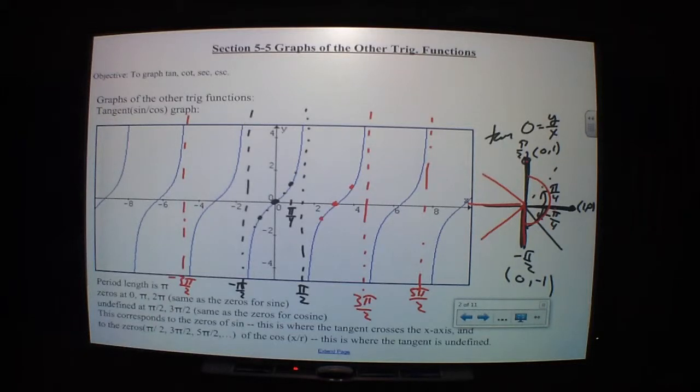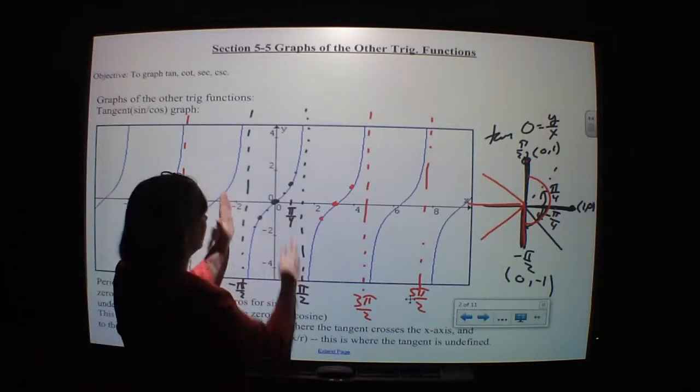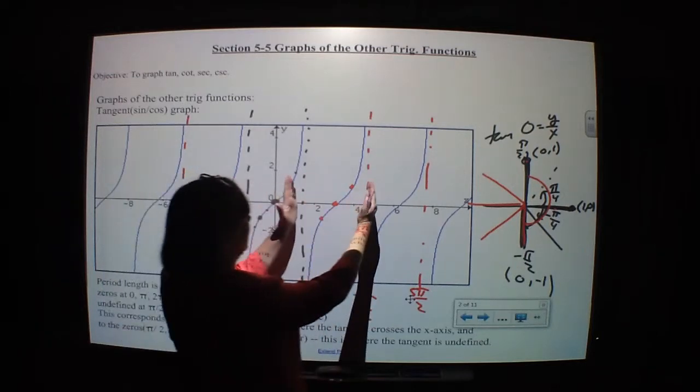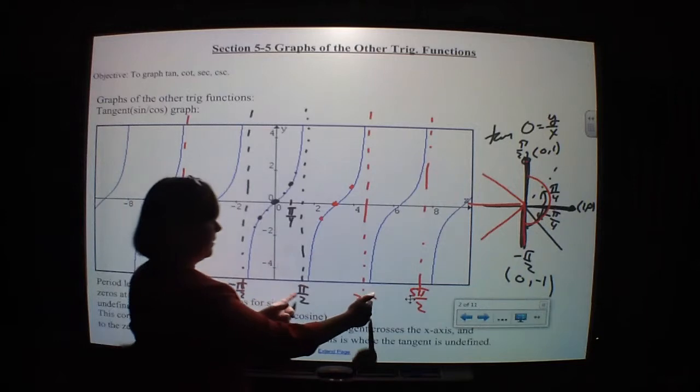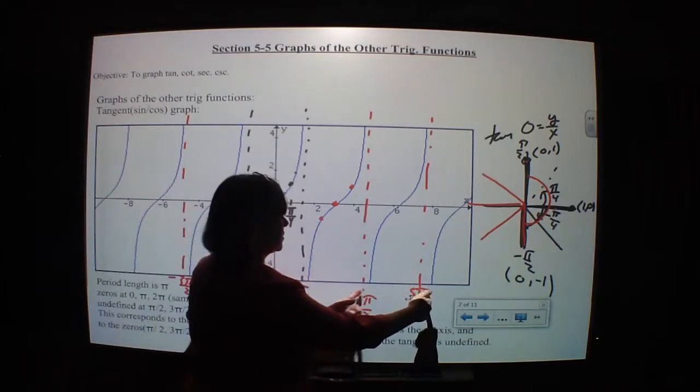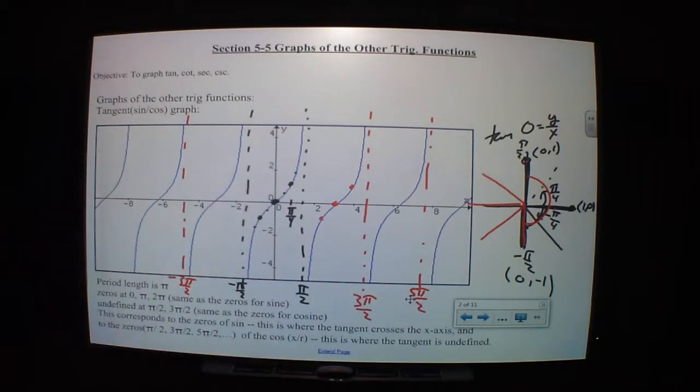So the graph is the blue lines. The dotted lines are just there to show you that they're asymptotes. The blue lines never touch them. They get closer and closer, but never touch. So now that I have a few periods graphed, you could see that it goes from here to here, and then it repeats itself. From here to here is pi. From here to here is pi. From here to here is pi. 2 pi over 2 is pi. So your period length is pi.